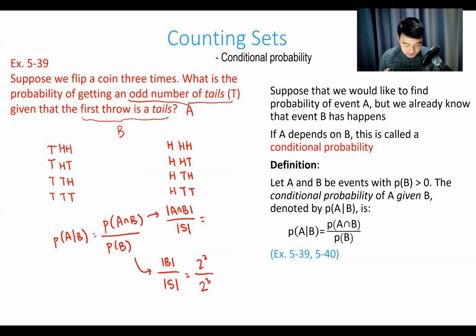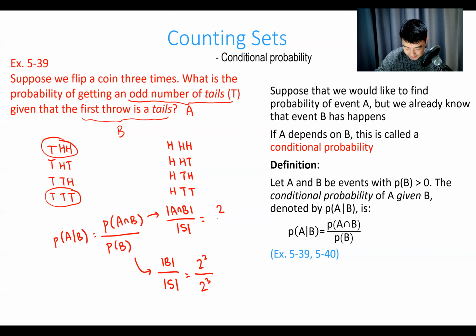So what is A and B? Well, it is that we get an odd number of tails and the first row is a tails. So which one is it? Well, it's this one and it's this one. Okay, so there's two possibilities.